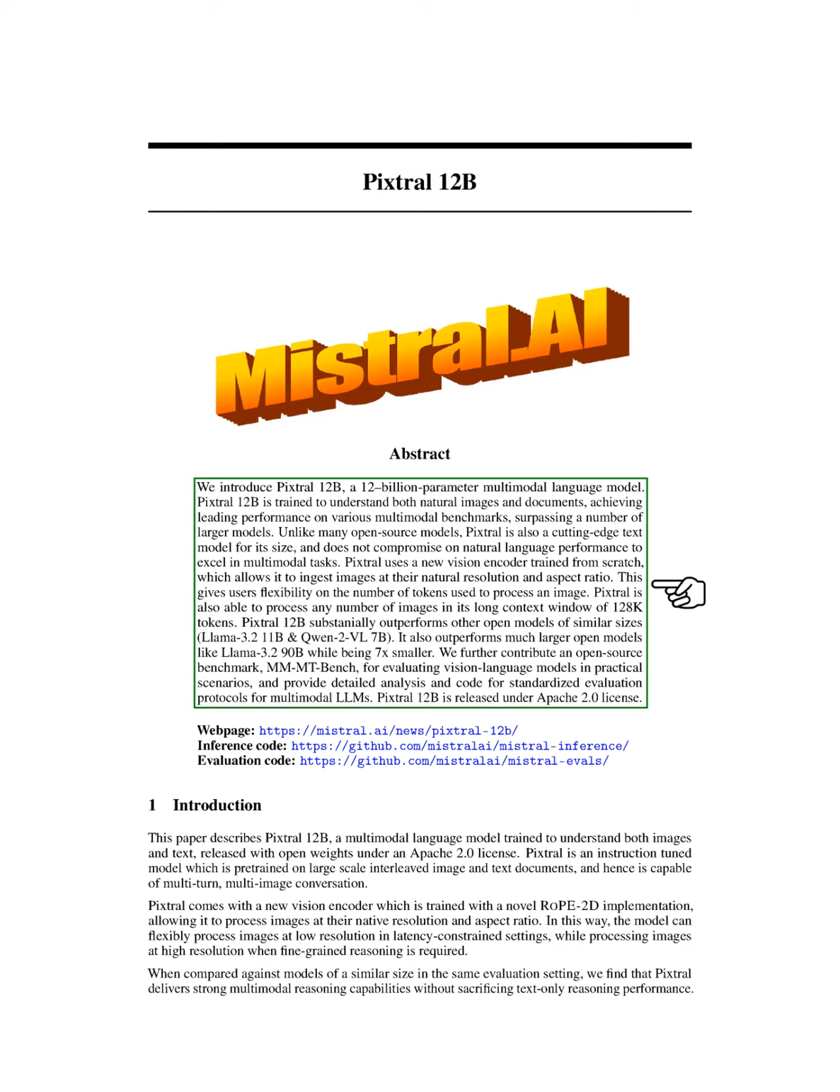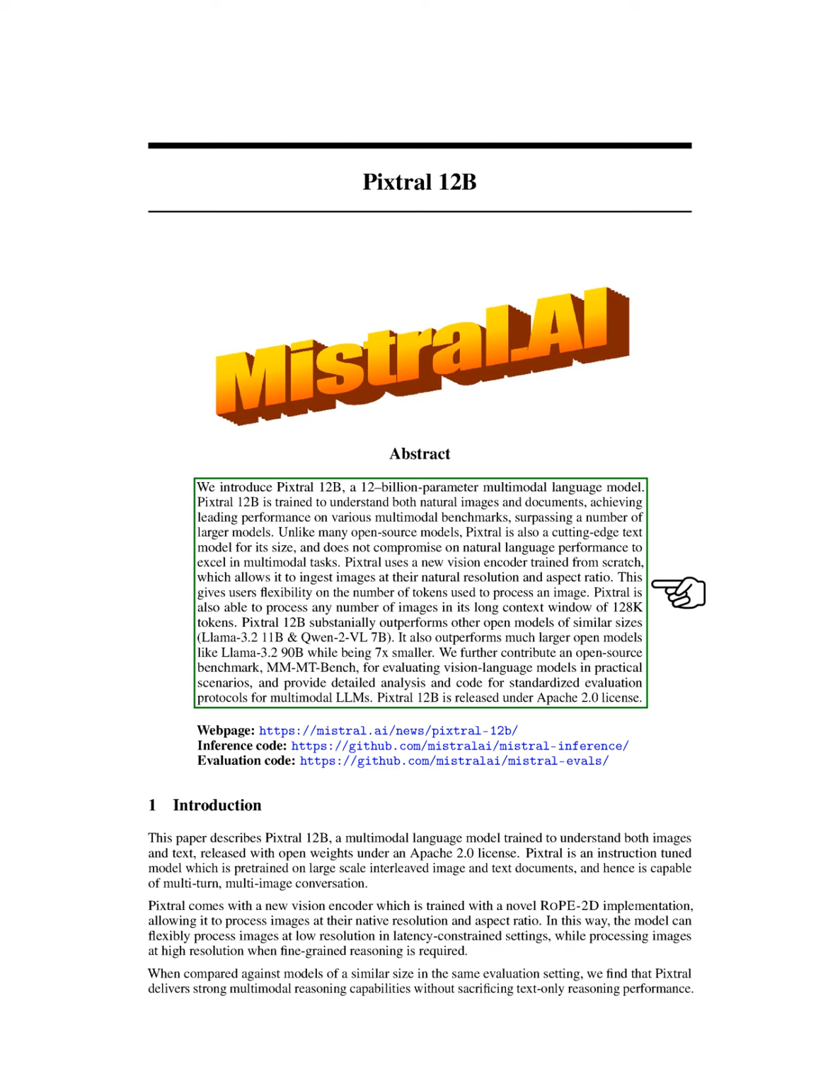In this section, we introduce Pixtral 12B, a multimodal language model with 12 billion parameters. We designed Pixtral 12B to understand both images and text, achieving top performance on various benchmarks and outperforming larger models. Unlike many open-source models, Pixtral maintains strong text capabilities while excelling in multimodal tasks.